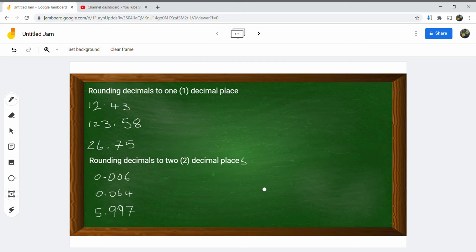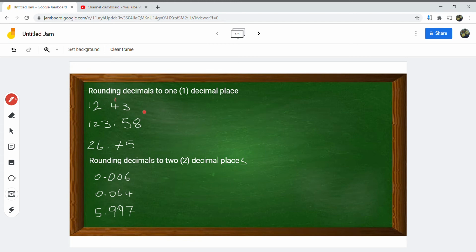So we have the number 12 and 43 hundredths, or 12.43, and we're going to round that number to the nearest one decimal position, to the first decimal position. And the first decimal position is your tenths position. So this is your tenths position.